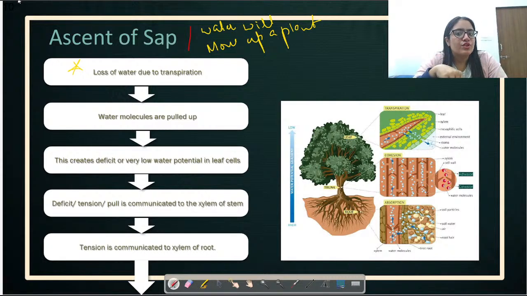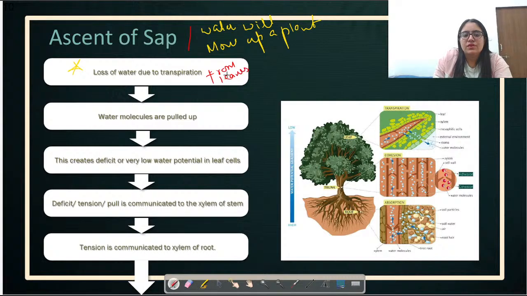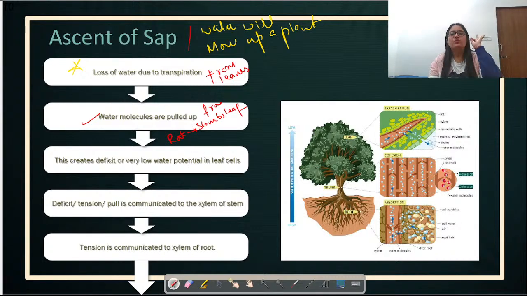Because of the loss of the water molecules, what will happen? There will be a decrease in the free water molecules, a decrease in the free energy, and a decrease in the water potential, right? So loss of water due to transpiration from leaves will do what? As a result, water will be pulled up from stem to leaf, and in the stem also from the root. So finally, due to loss of water molecules in the transpiration process, the water molecules will be pulled up.